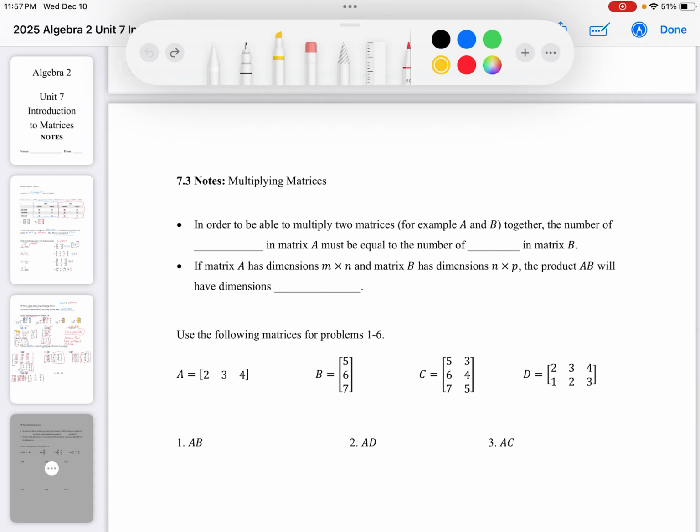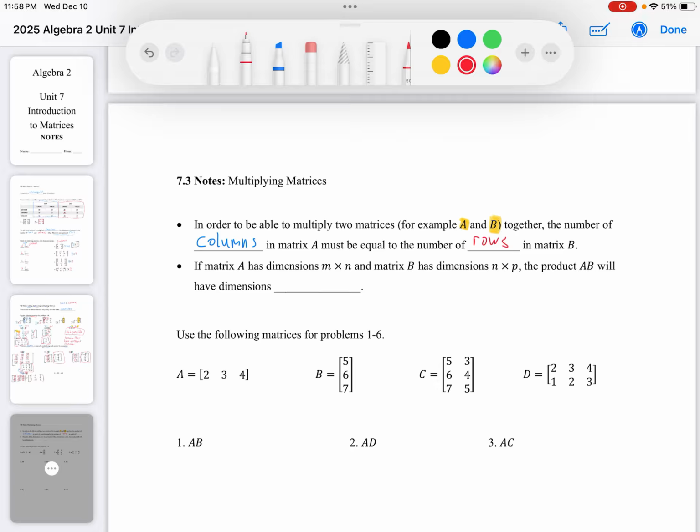So in order to be able to multiply two matrices, for example, matrix A and matrix B together, the number of columns in matrix A must be equal to the number of rows in matrix B. So they don't have to have the same full dimensions. They just have to have the number of columns in matrix A be the same as the number of rows in matrix B.